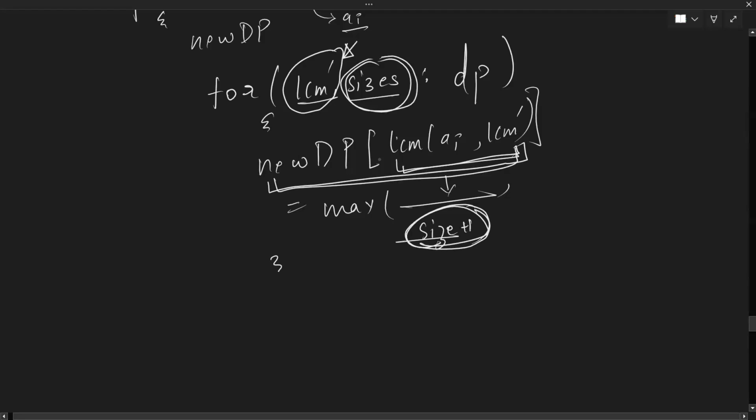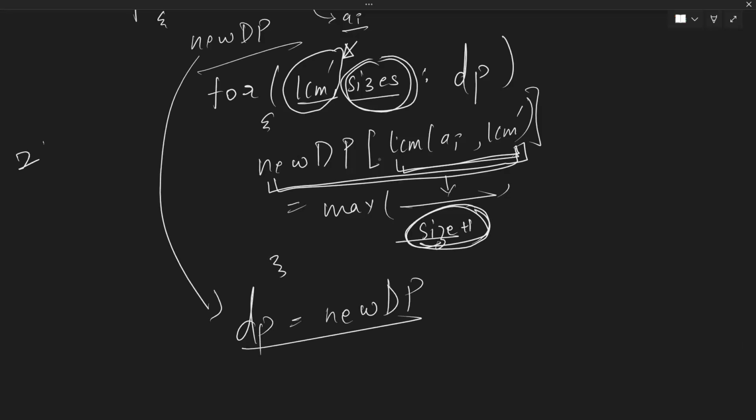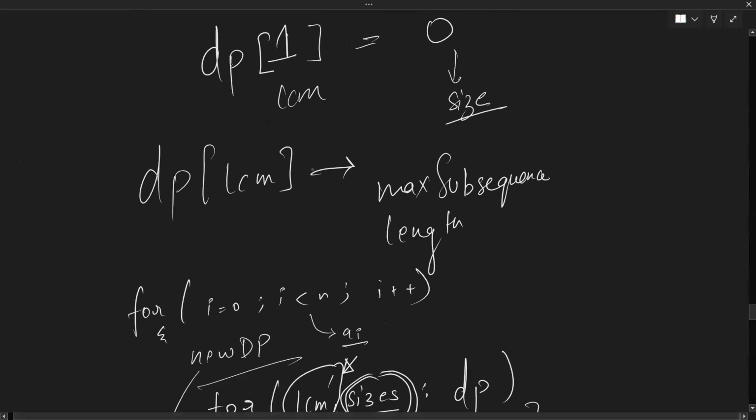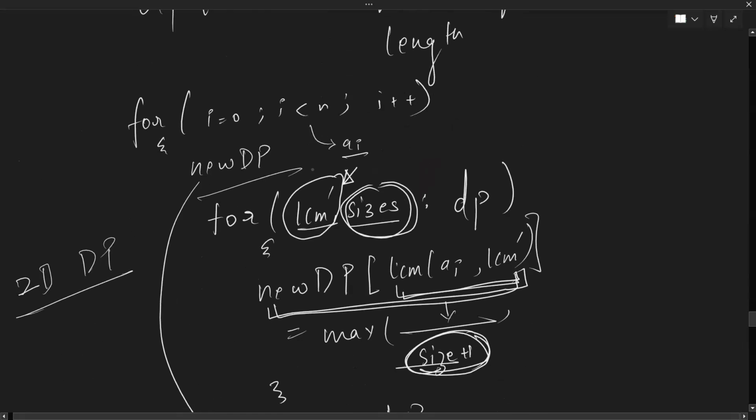Finally, once you have done this for all LCMs and sizes, this new DP is assigned to DP. This is basically why I'm doing this. Instead of doing a 3D DP array, you can have a 2D DP array. Like instead of having this DP, you can have another state added here, N, for all the N iterations. But you don't need that. This is called space optimization. So I have just used two 1D DP arrays instead of one 2D DP array. So I think this would have been taught if DP is covered.